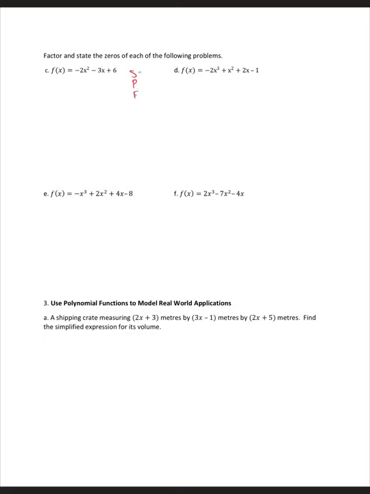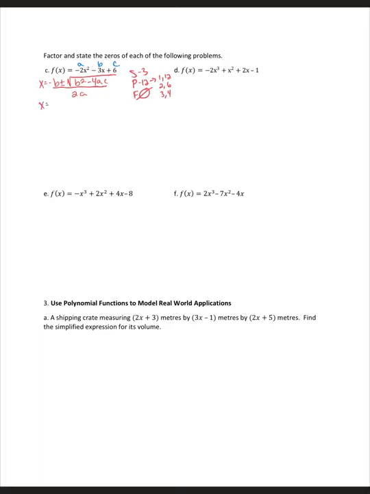We're going to need two numbers to add to a negative 3 and multiply to a negative 12. So if I think about my factors of 12, I have 1 and 12, 2 and 6, and 3 and 4. I don't think I can get any of those to add or subtract to a negative 3, so there's no factors that are going to work. So we're going to plug into our quadratic formula. So remember, that's x equals negative b plus or minus the square root of b squared minus 4ac all over 2a.